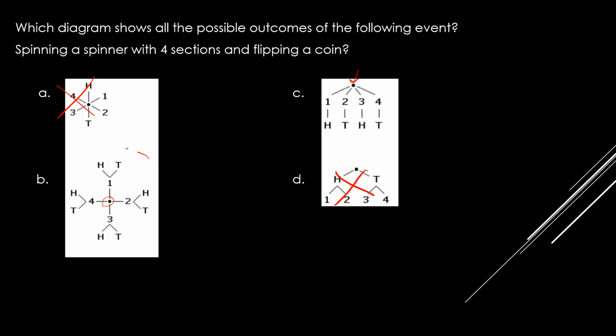And this is where B tells us that B is correct here, because if I were to spin a 1, when I flip my coin, I could land on heads or tails. And if I were to spin a 2, I could land on heads or tails. Versus C is telling me if I spin a 1, the only thing I'm going to get when I flip my coin is heads, which isn't true because I could get tails. So that is why that spinner, the circular one, is correct.